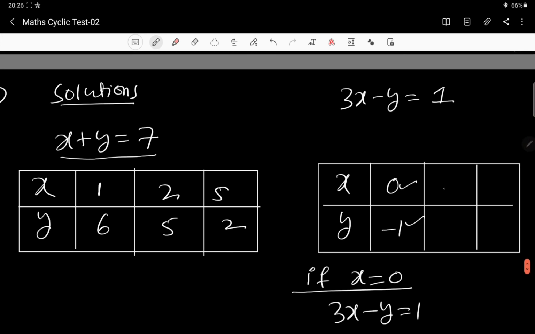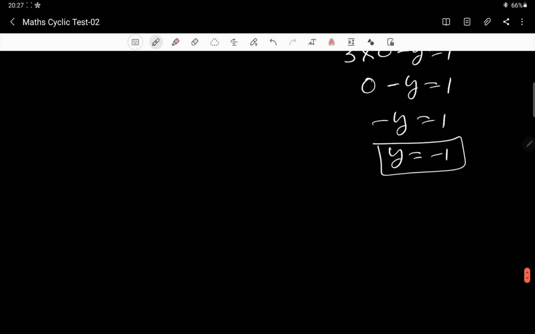Now you go for the second solution also. You take the value of y as 0. If you take the value of y as 0, x will become 1 by 3. So like that you are going to get this solution also. Third solution, just check. If you are not confident about this, you can check also. These solutions will be different for different people. Then you are going to get the graph.